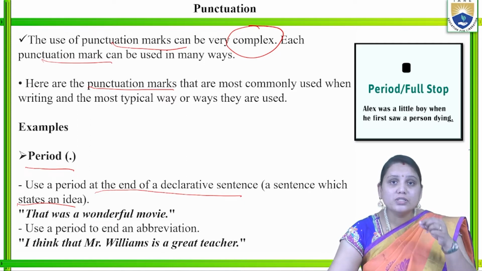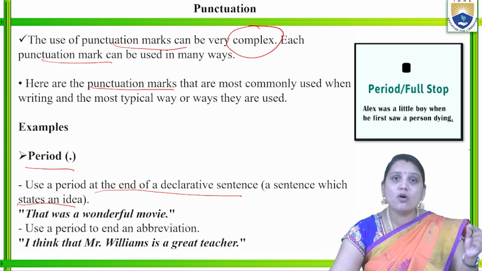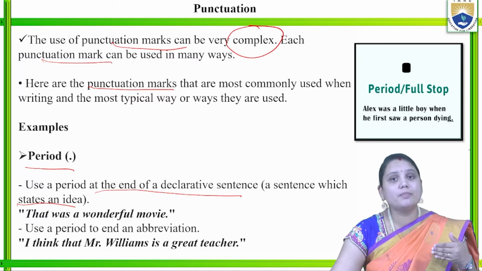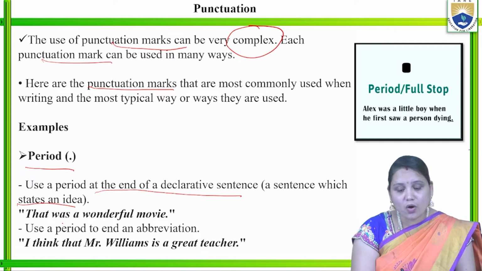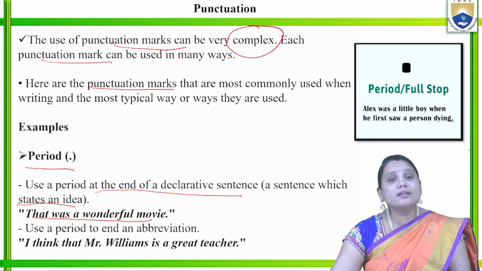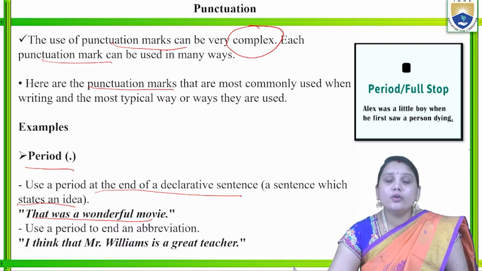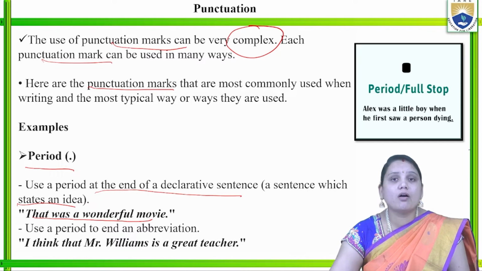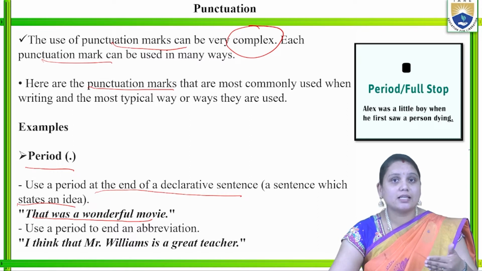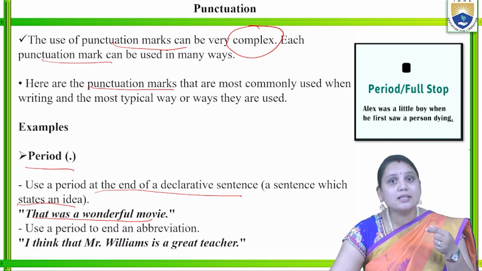So, you will be using this punctuation mark at the end of each declarative sentence to give closure to that particular sentence. That was a wonderful movie. Here, you're declaring that you have already seen a movie and you're saying that was a wonderful movie. You declared it with a full stop. You cannot just not use any punctuation mark and go on talking. It will look clumsy and incomplete. So, for every declarative sentence, there must be a full stop, that is, a period.